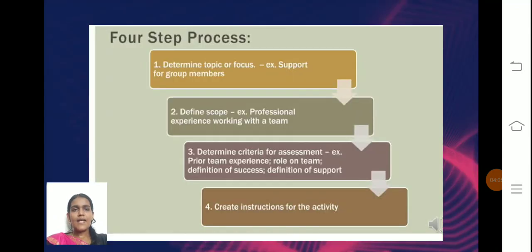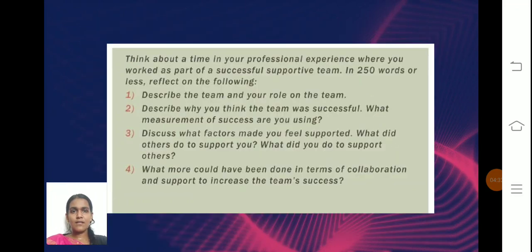These are the things, and the procedure is: determine topic or focus, support for the group members. For example, give a topic to the students. Tell about your future, or what do you think about yourself after 5 years, something like that. Then define scope. You give a scope so that the students may be able to specifically talk about that, and determine the criteria for the assessment and create instruction for the activity. These are the processes in this topic.